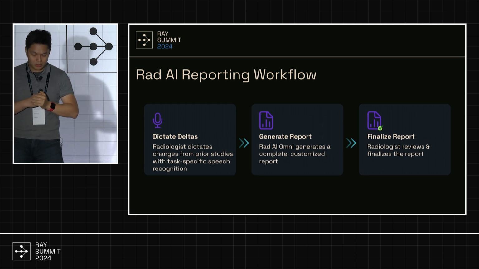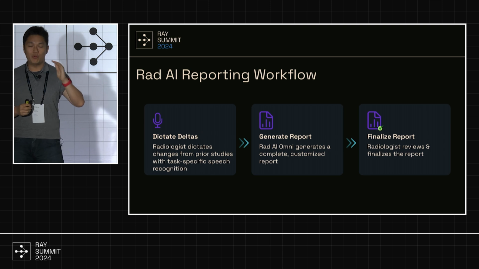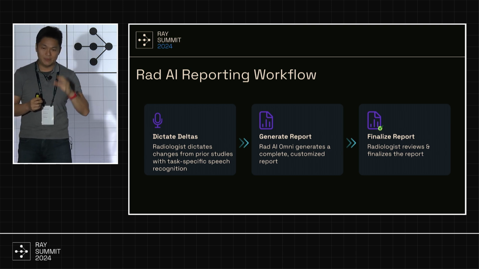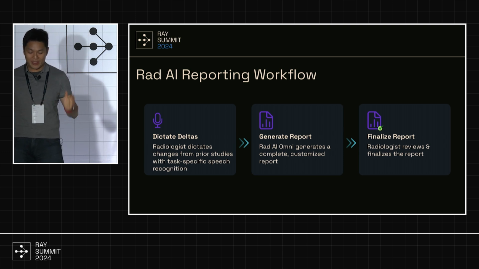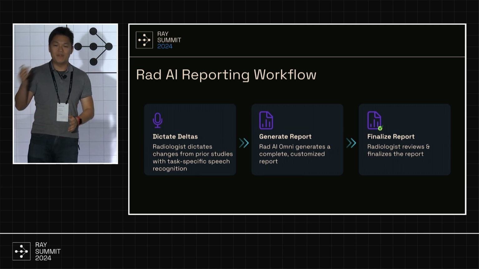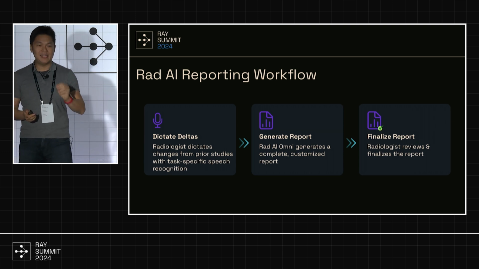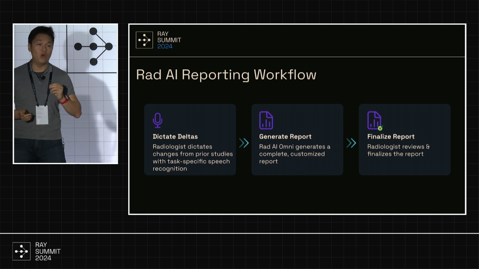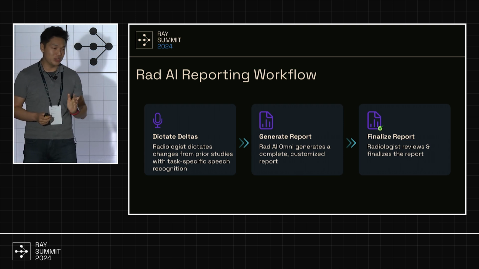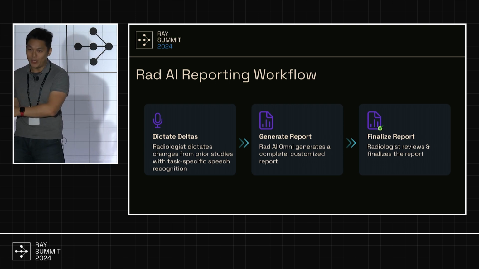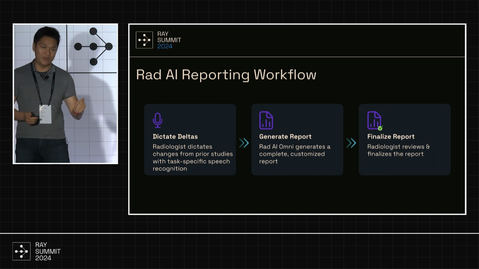What is the new workflow here? Instead of dictating the full report word for word, they can just dictate key findings or even deltas between the last report and the current report, and we can then automatically generate the full report for them. They can then review it, sign off on it if it looks good, or make some small adjustments. So instead of just saving them the impression section, we can save them the whole reporting section. We free up the radiologists to do what they do best, which is interpret images, and we take the tedious, more mind-numbing part of dictating word for word out of their workflow.